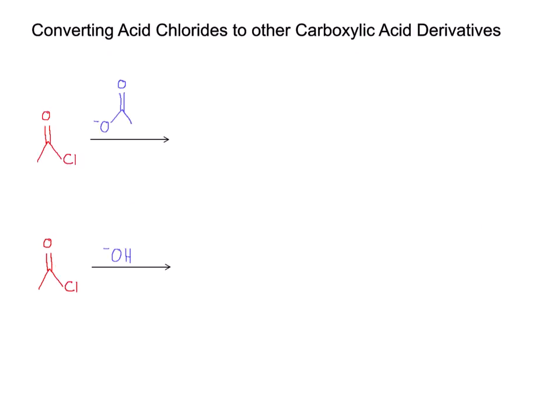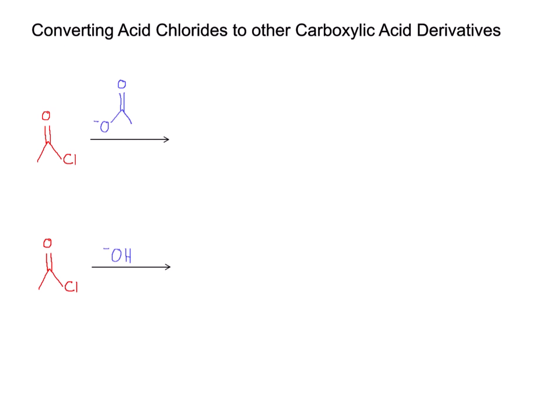Because acid chlorides are the most reactive of the carboxylic acid derivatives that we're going to look at, they can be converted into any of the other derivatives very easily. The mechanism for these reactions is going to be identical to what we saw on the previous slide. So let's convert this acid chloride into an anhydride by reacting it with a carboxylate anion.